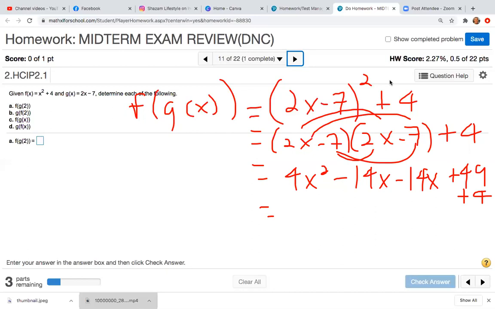So bring down the 4x squared, add these two together, so that gives you a negative 28x. Add these two together, so that gives you 53. And just like that, you're done. That's what f of g of x is.